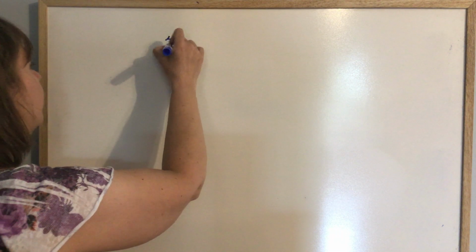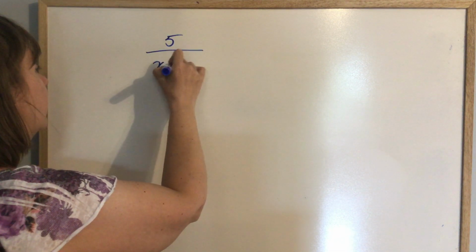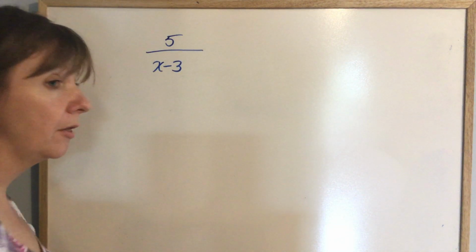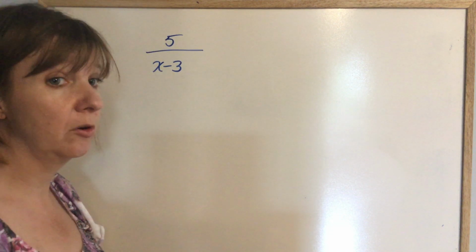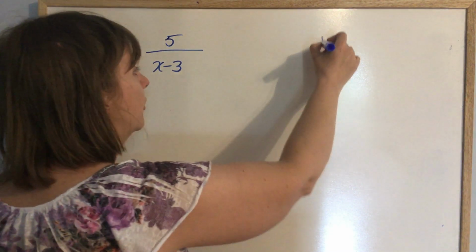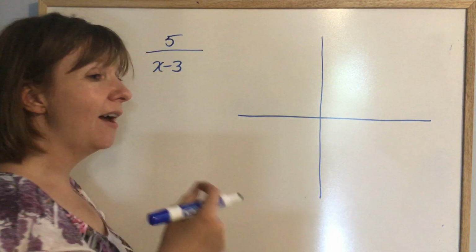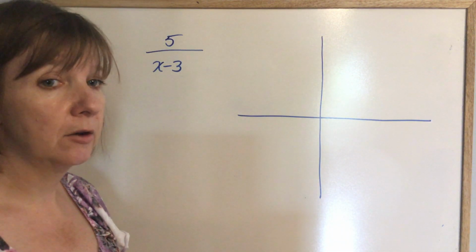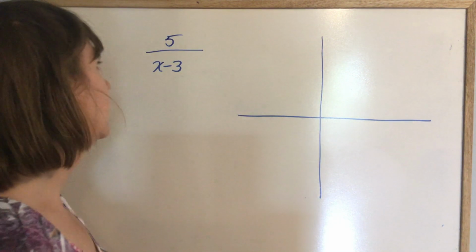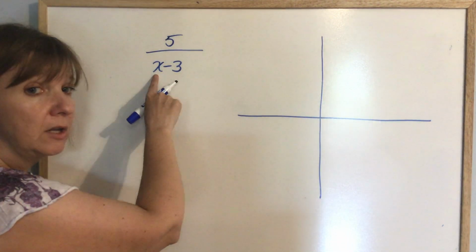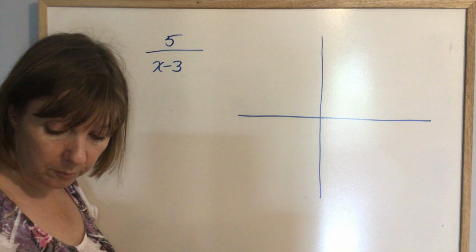So if I have 5/(x - 3), there's going to be a vertical asymptote there. The vertical asymptote happens wherever the x value would make the denominator 0. So in this case, if x was 3, that would put 0 on the bottom of a fraction.